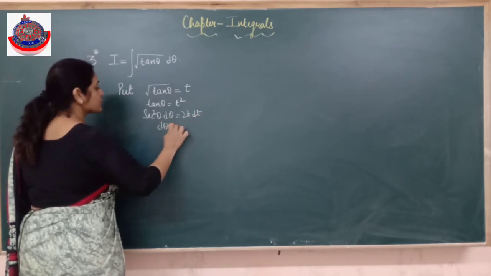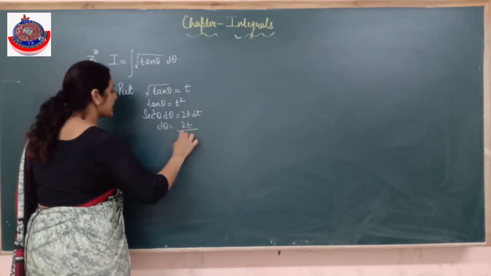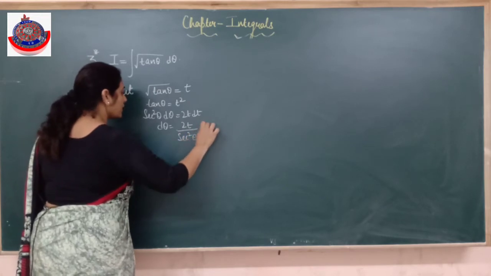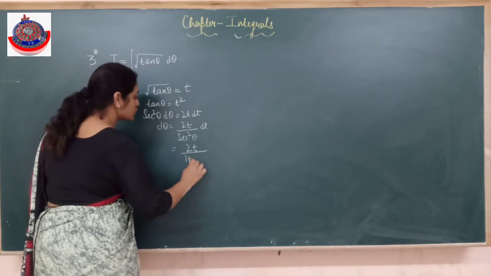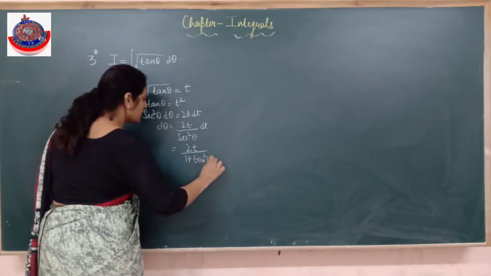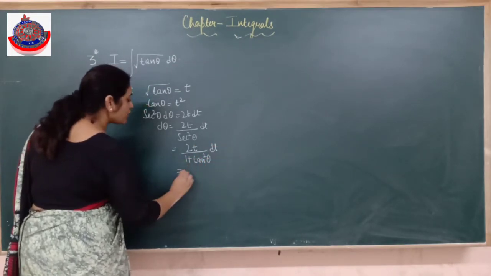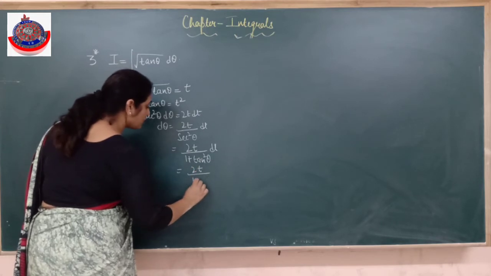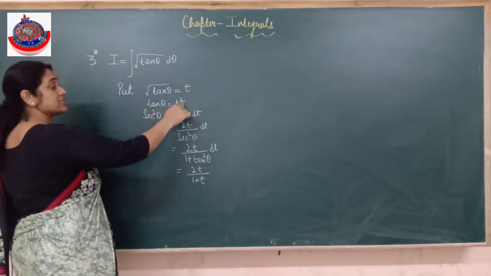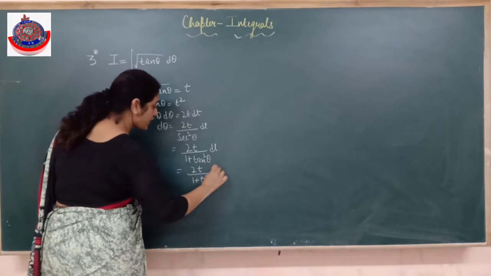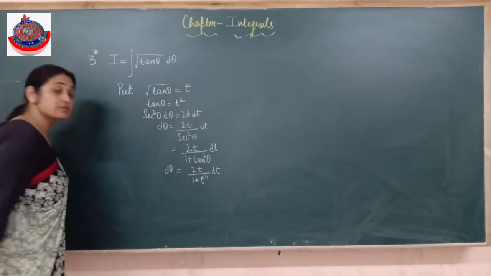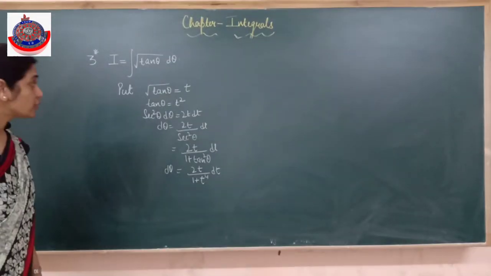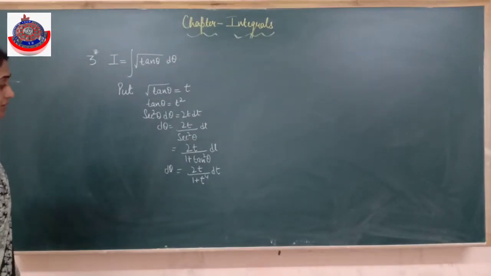I don't have secant square there, so I am bringing secant square this side. This secant square can be converted into tan square, so 1 plus tan square theta. I have a value of tan square theta, that is 1 upon tan theta is t square, so tan square would be t raised to power 4 dt. So I got all the values. I have d theta is equals to 2t upon 1 plus t raised to power 4.